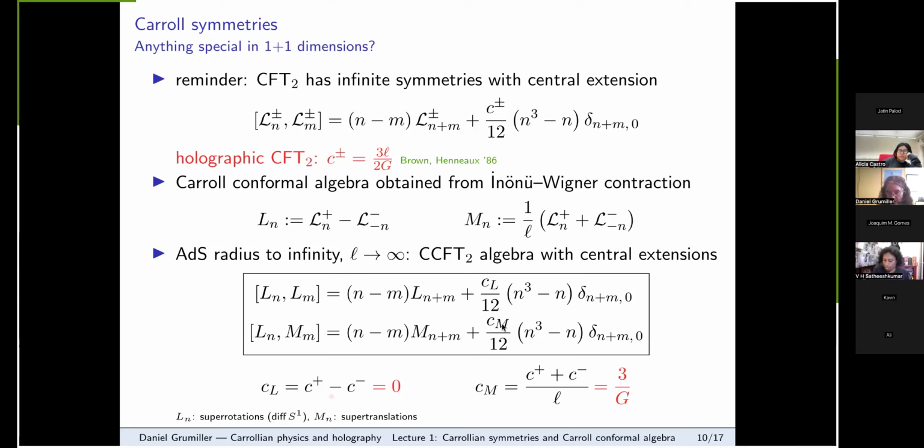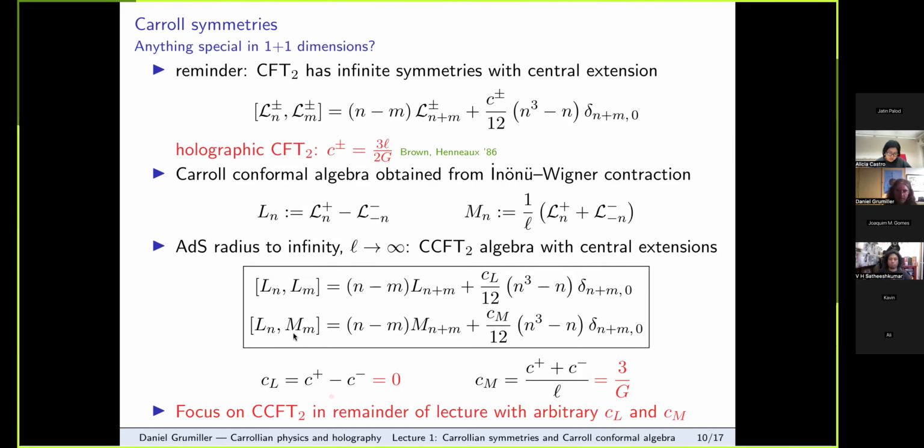But if you do this, you would change the value of CM to some arbitrary other value. But at the same time, you would change also M naught eigenvalues. You would rescale them in the same way. So there's still some intrinsic meaning to dimensionless ratios constructed with CM. And there's still a way in which you can say that CM is small or large as compared to other quantities of the same dimension. Okay. And well, geometrically, the Ln generates super rotations or diff S1 and the Mn super translations.